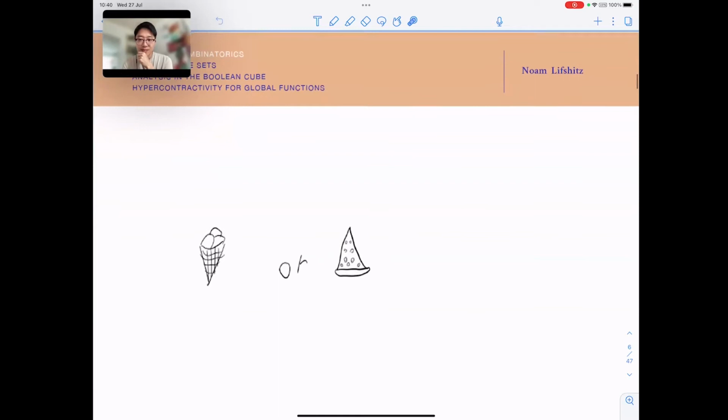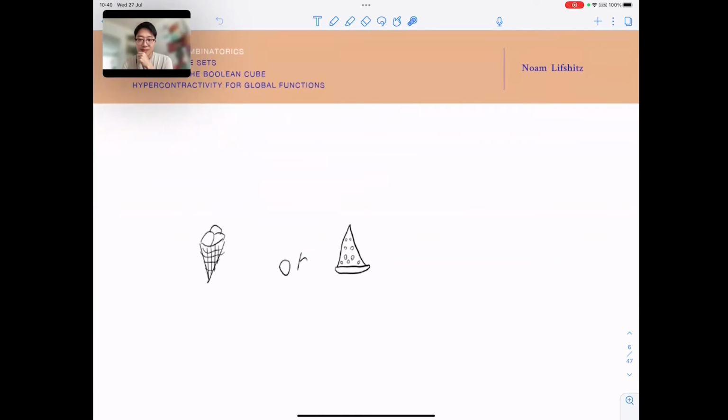So where did the name dictator come from? If the dictator is the family of all sets that contain a single element, you can think of it as this single element deciding whether the set belongs to the family or not. If the element belongs to the set, then we put it in the family, and if it doesn't, then we put it out of the family. So there is a single element that decides what's going on.